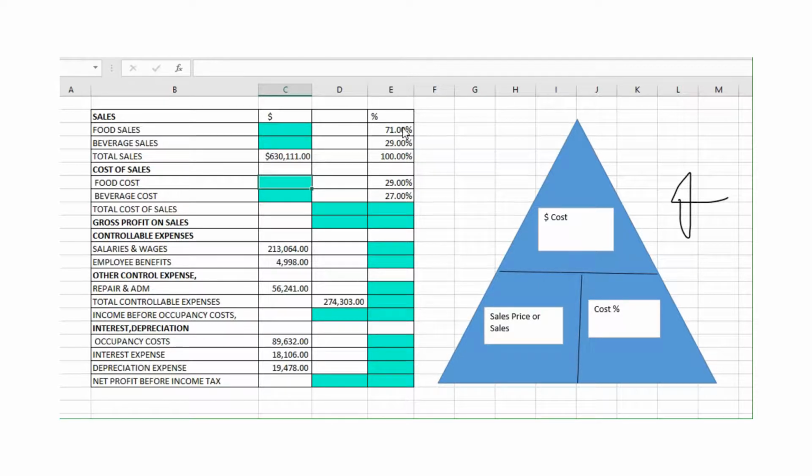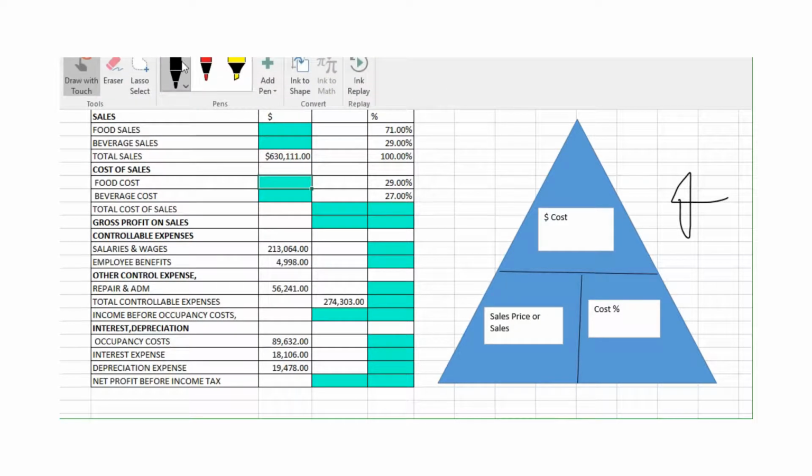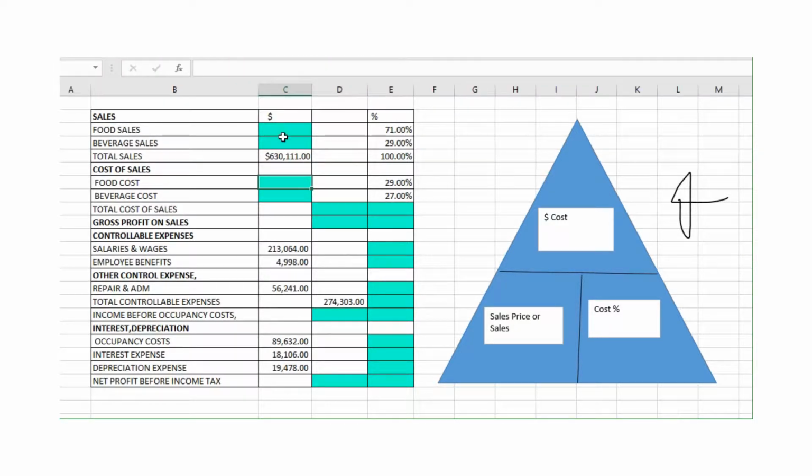Okay, so where to start with this? We want to start at the top. We have to be able to calculate each of the blue highlighted cells. So we would start off with our food sales. We know our total sales and the percentage of our total sales that is our food sales, so we could multiply the two to solve for our food sales.